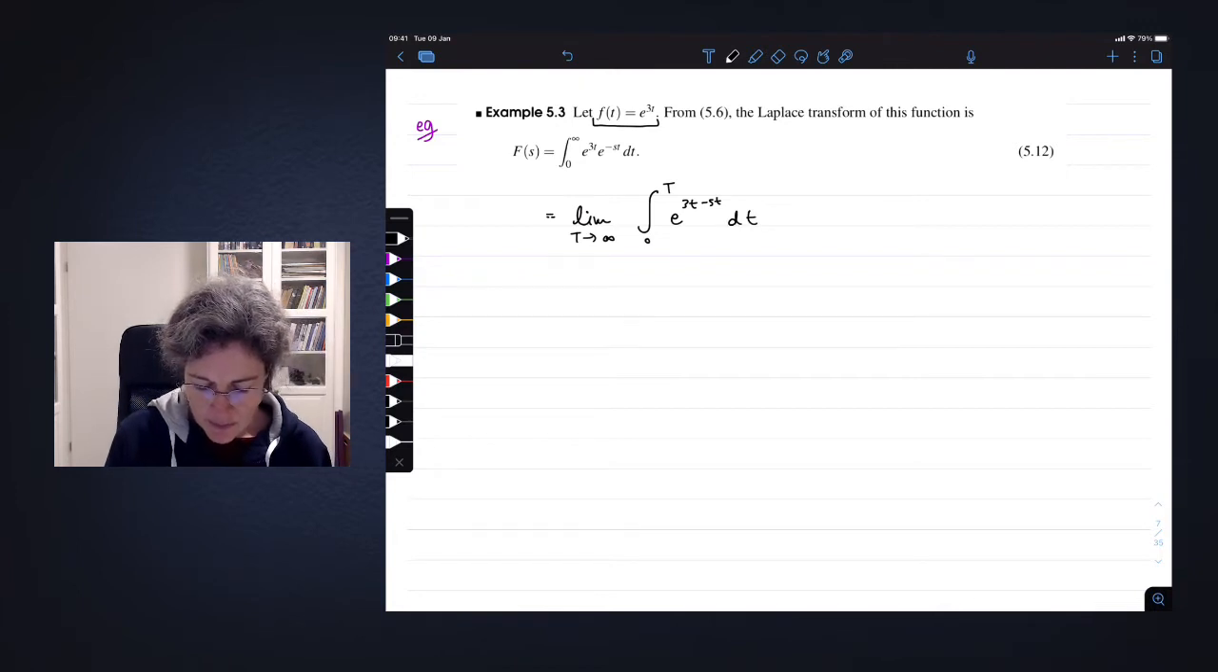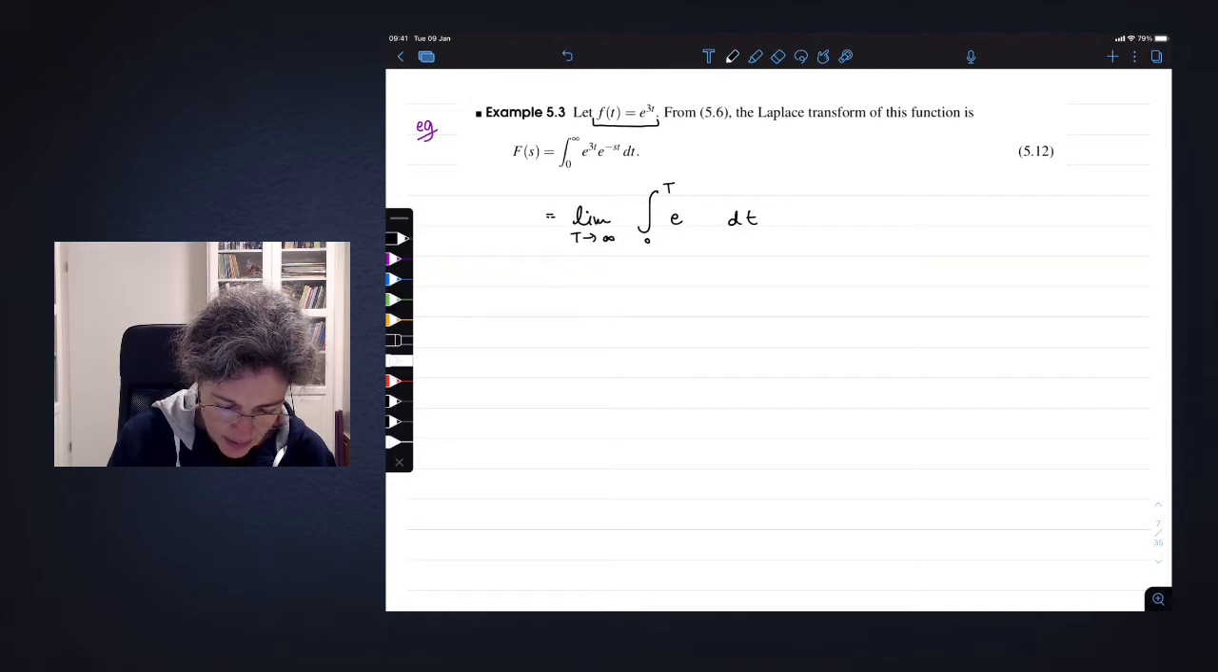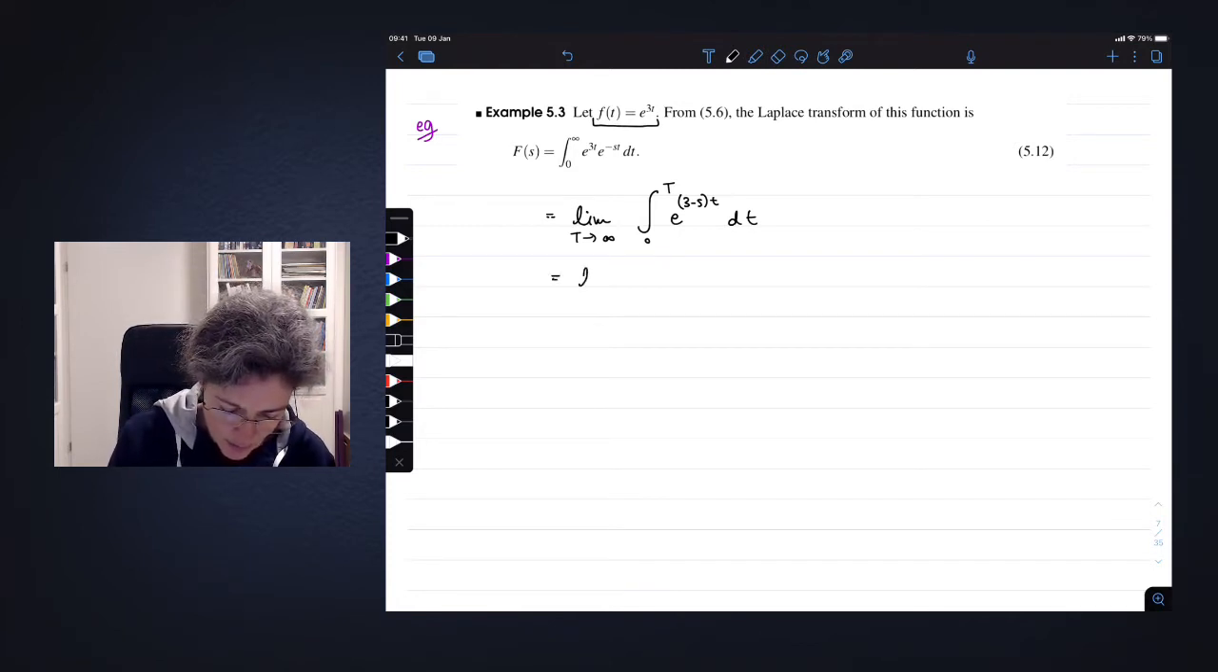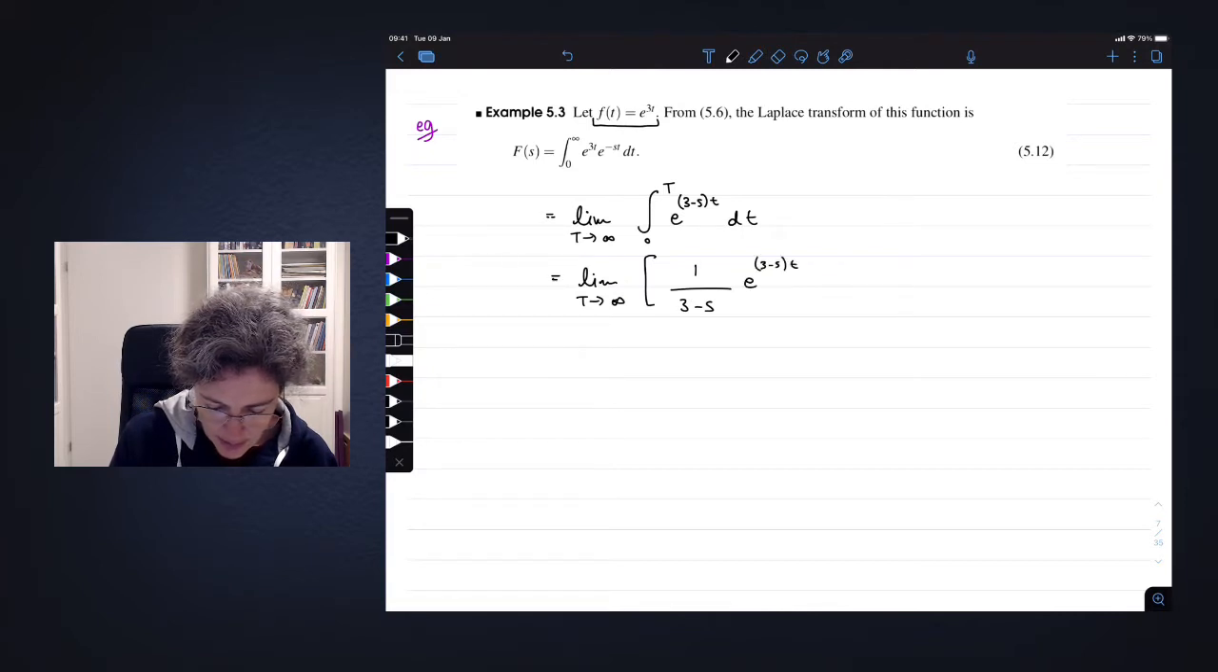So I just included those together, and I'm actually going to rewrite this as e to the 3 minus s times t. Okay, so that's a pretty straightforward integral. We know how to do that. So we've got the limit as T goes to infinity of 1 over 3 minus s, e to the 3 minus s t, from 0 to T.